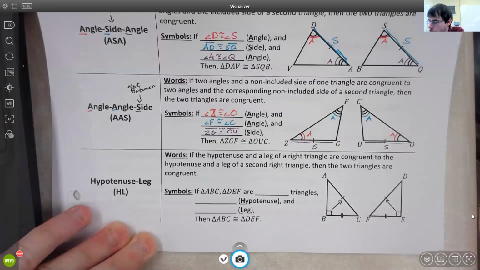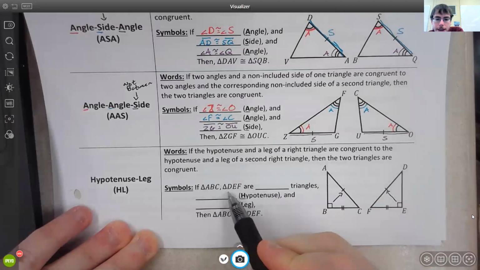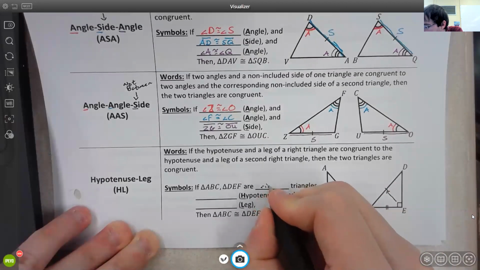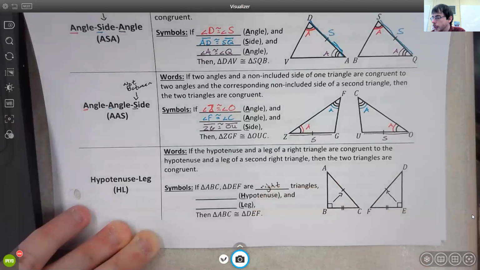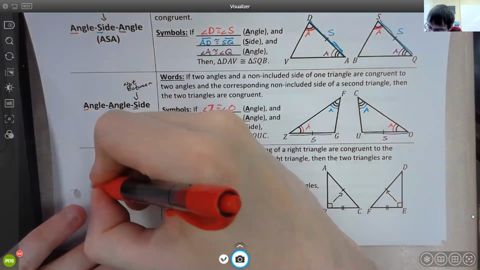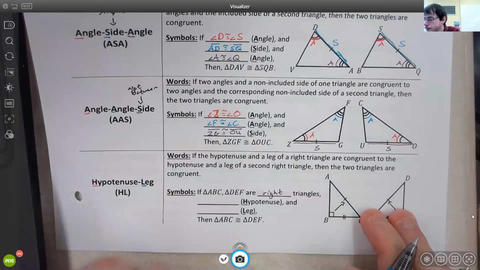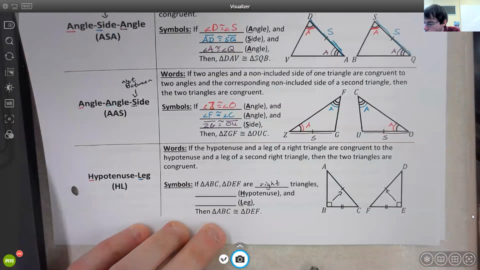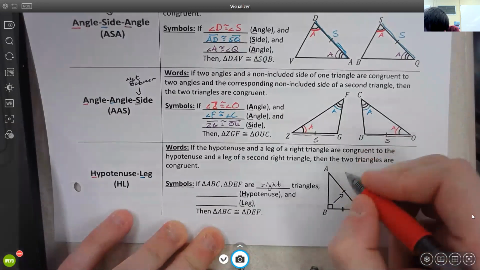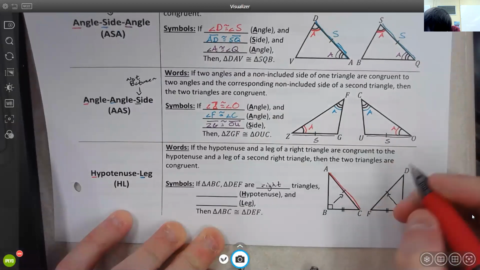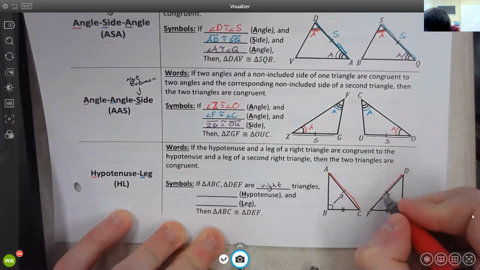Okay, so if triangles ABC and DEF are right triangles, then our hypotenuses have to be congruent. So I'm going to use red to do that and blue to do the leg. So the hypotenuses are AC and DF.